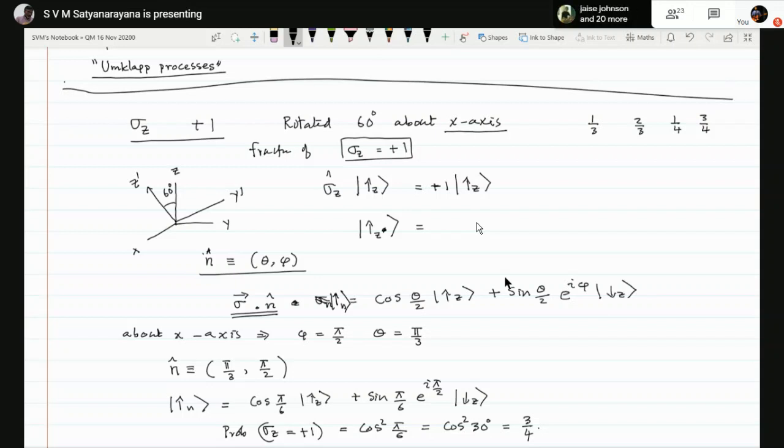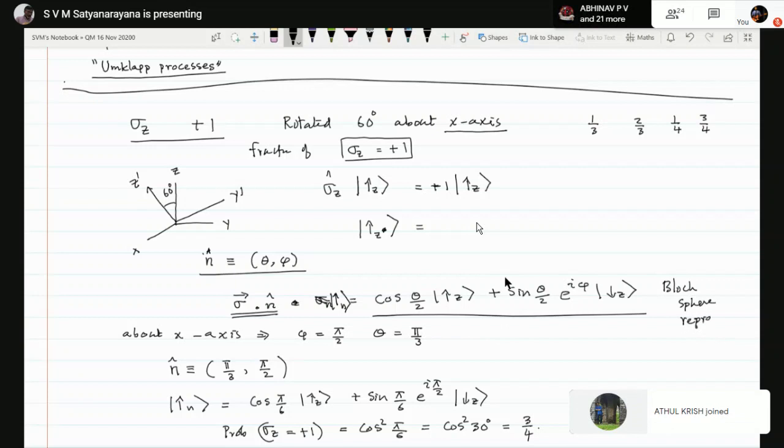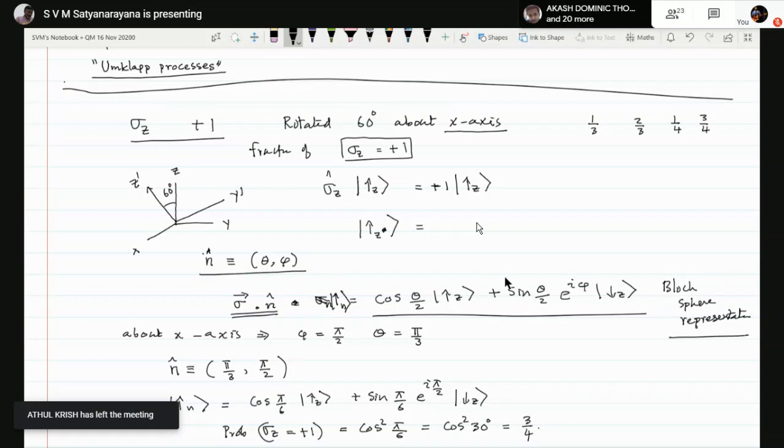That is the answer. So essentially, up n for any direction is written in this form. This is what you call the Bloch sphere representation, which is valid for any two-level system. For example, in the context of polarization, we have the Poincare sphere. In quantum mechanics, we call it the Bloch sphere.